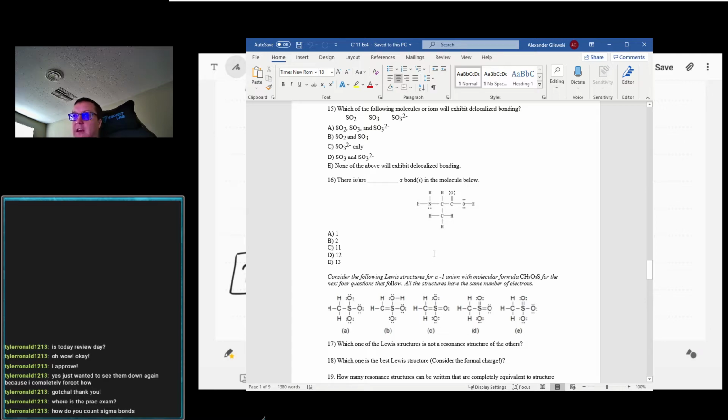I guess the question is just asking for sigma, though. So it's just a matter of counting how many single bonds you have, and then really just the number of bonds in total will be your sigma bonds. And then pi and all that would be for double and triple.